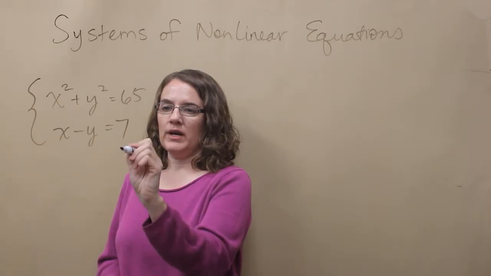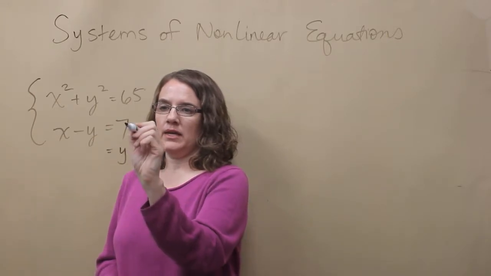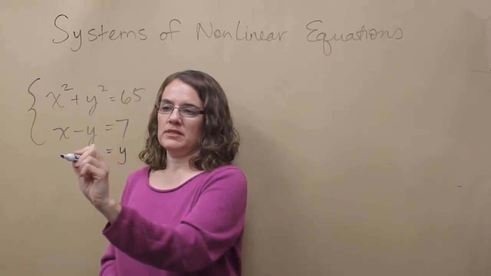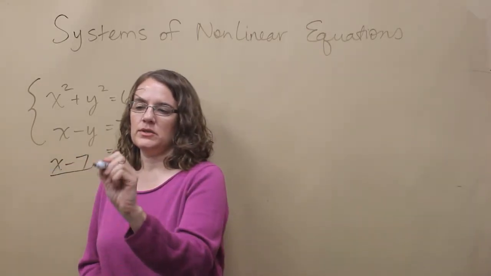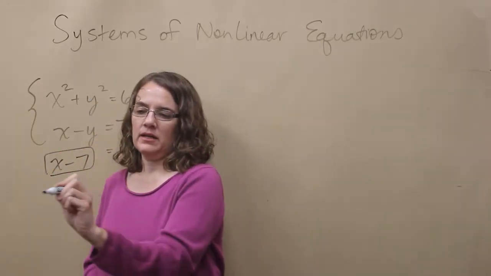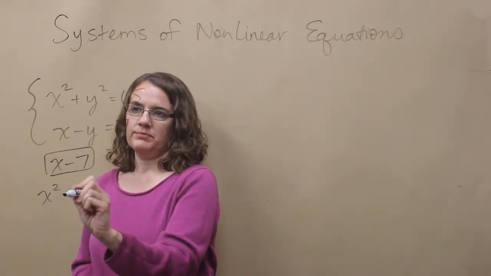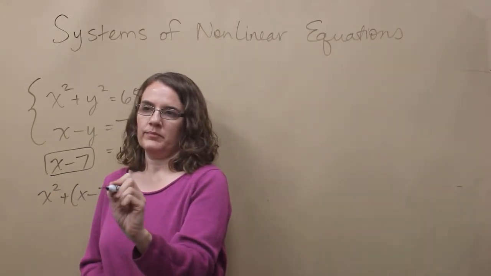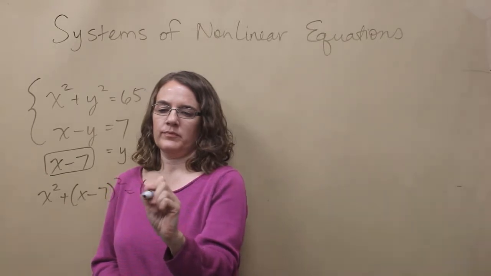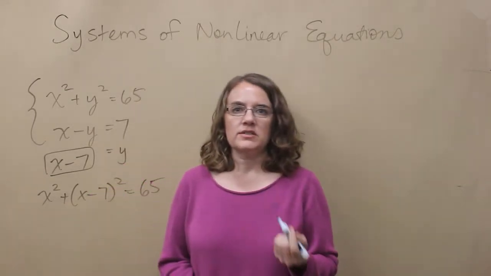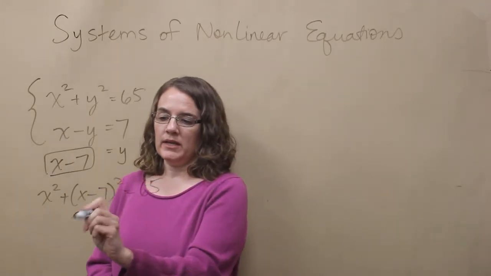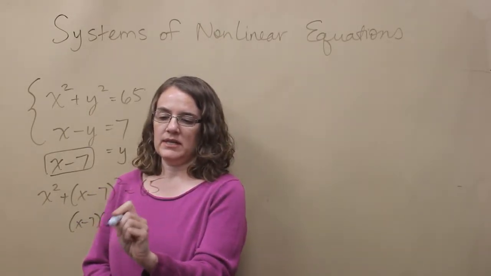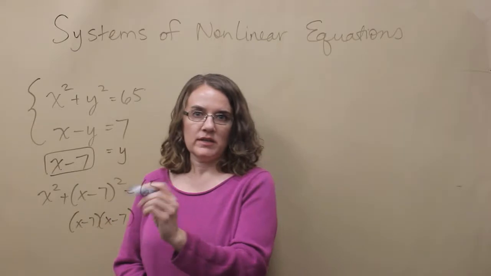I'm going to bring the y over, and that changes the sign, and I'm going to bring the 7 over. So I'm going to substitute this in for y in that equation, and from there, I just need to solve for it. Remember, when we are multiplying x minus 7 times x minus 7, we actually have to FOIL it out.